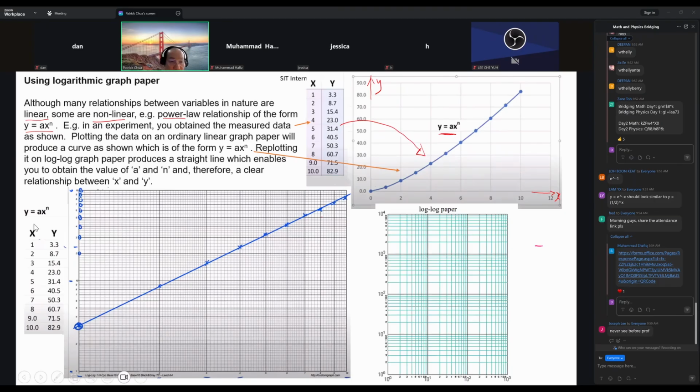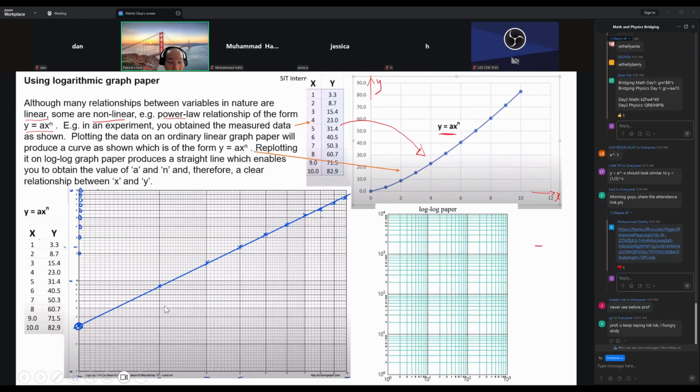You plot your data onto this log graph paper. For example, when x is 1, this is 1, this is 2, 3, 4, 5, all the way to 10. When x is 1, what's your y value? The y value is 3.3, so 3.3 is somewhere there. When x is 2, you draw a line there, and your y value is about 8.7. And so on and so forth.